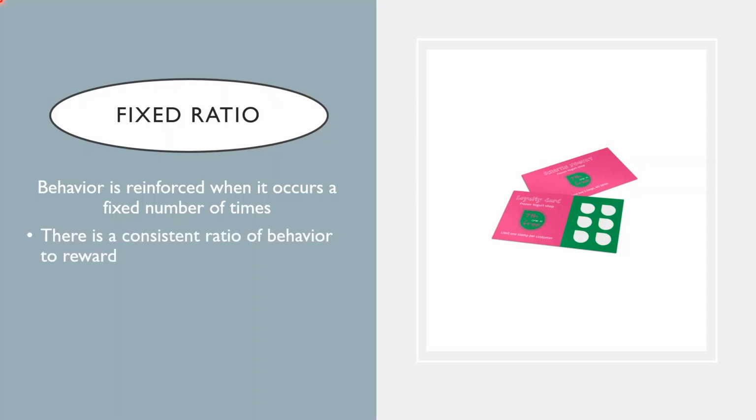The key here is that there is a consistent ratio of behavior to reward. You get one reward for every 6 behaviors. Every 3 times I work out, I get to go out to eat. That's another example of fixed ratio.